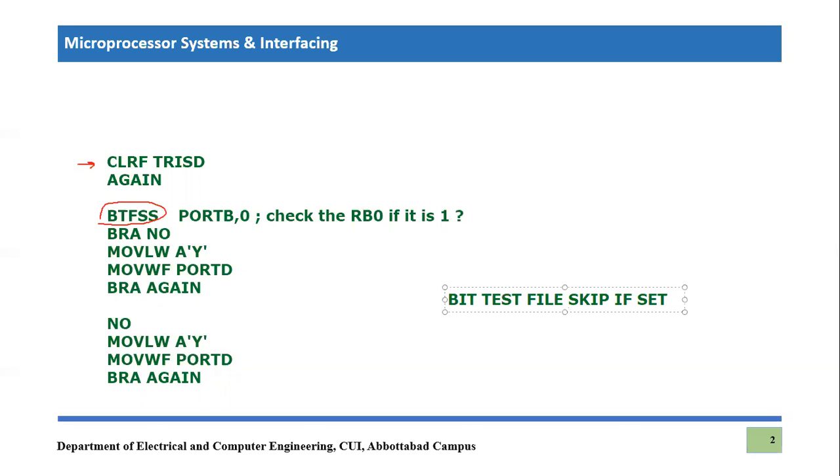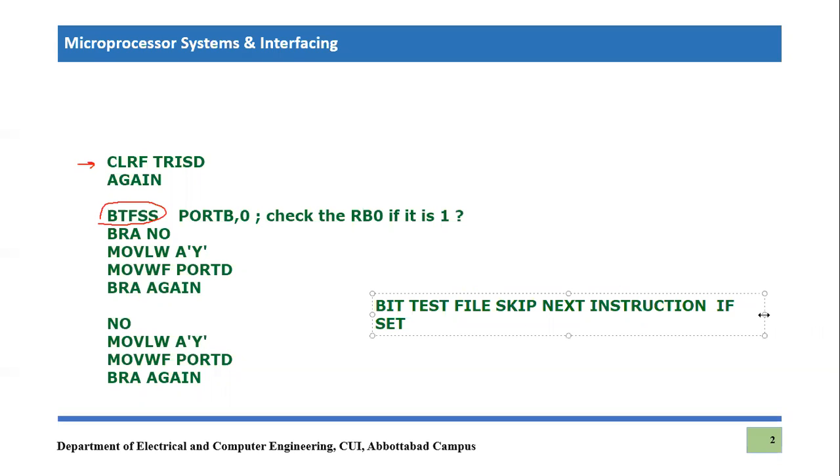So we are testing a single bit of a file register and we will skip the next instruction. This is the beauty of this instruction. We can skip the next instruction. That is why it is known as one of the branching instructions, right? So we have to check the specific bit of a file register, which will be mentioned, of course. And we can see that this is port B. So we are testing port B, bit number 0, and we will skip the next instruction.